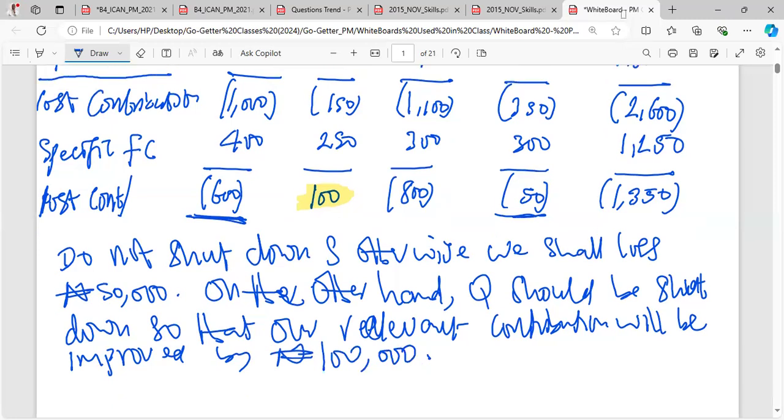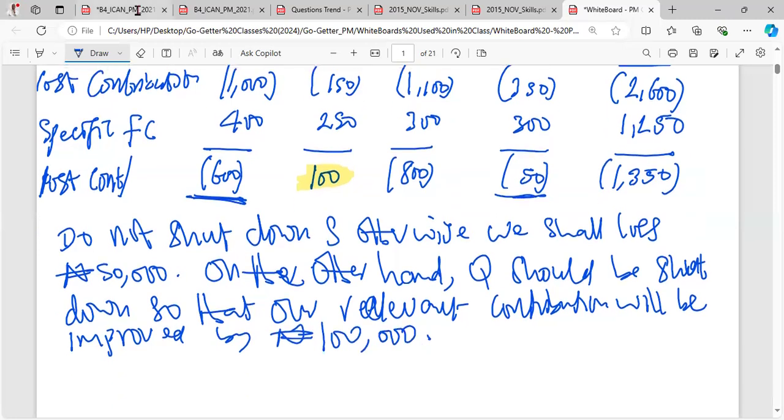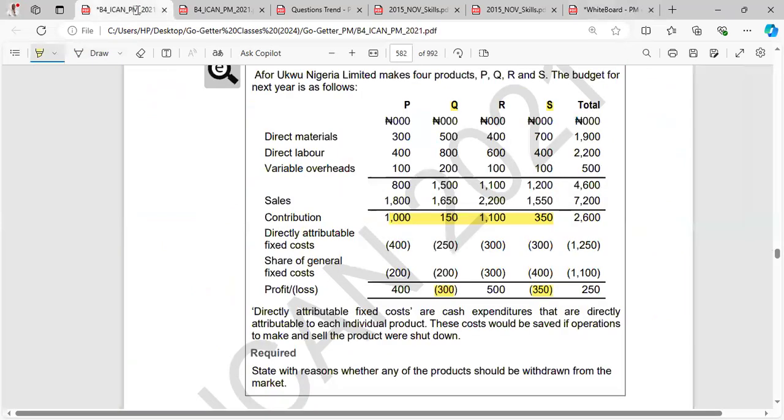So that's it. The reason why S is making a loss here is because its share of the fixed cost, the general fixed cost, was too much. And these are unavoidable costs. You cannot avoid them. Now look at Q. Even if you shut down Q, this fixed cost of 200 will still be incurred and shared among everybody.